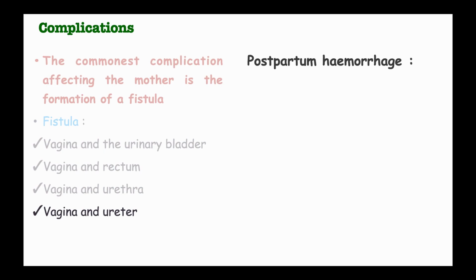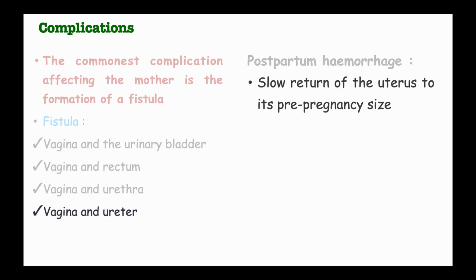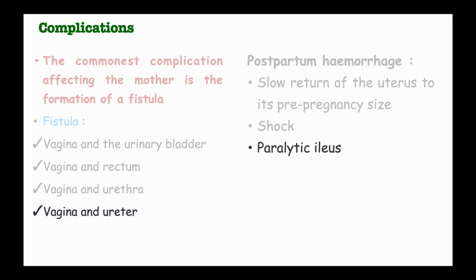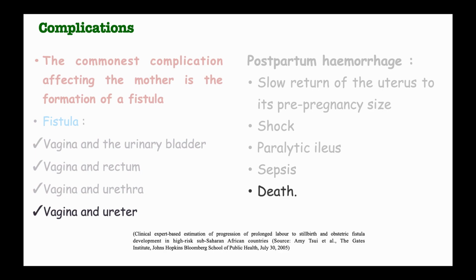Now, we may also have postpartum hemorrhage as a complication. Then we also have a slow return of the uterus to its pre-pregnancy size. Then also, we may have these women going into shock because they've lost a lot of blood and fluid. Also, they may have paralytic ileus because the intestines have become paralyzed, and so substances cannot move down the gut. Then we may also find septicemia, or sepsis in these women. Then, unfortunately, we may even find death in some of these women.